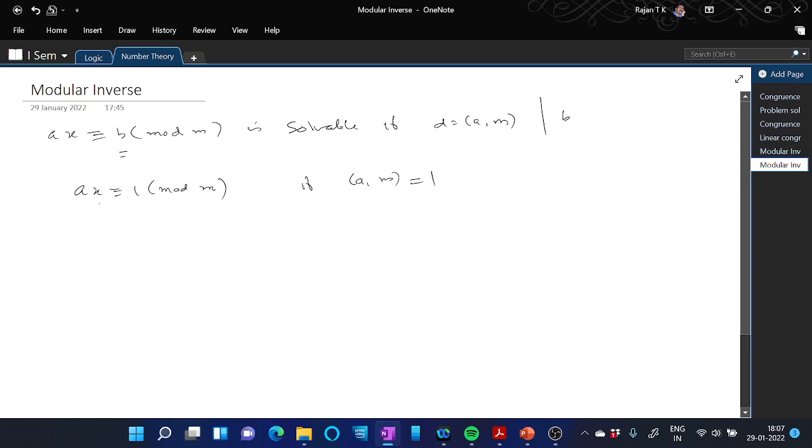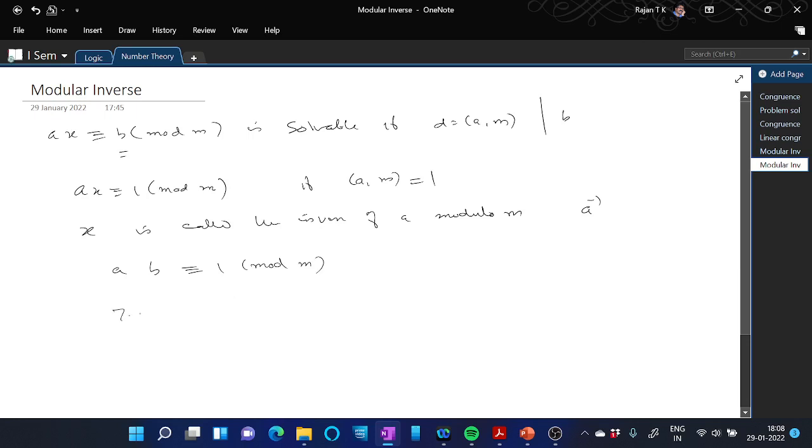So it is solvable, that means it has a unique solution, and that solution x is called the inverse of a modulo m, denoted by a inverse. In other words, if a and b are any two integers such that ab ≡ 1 modulo m, then b is the inverse of a modulo m.